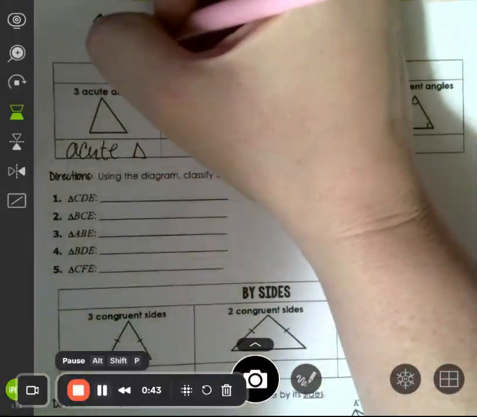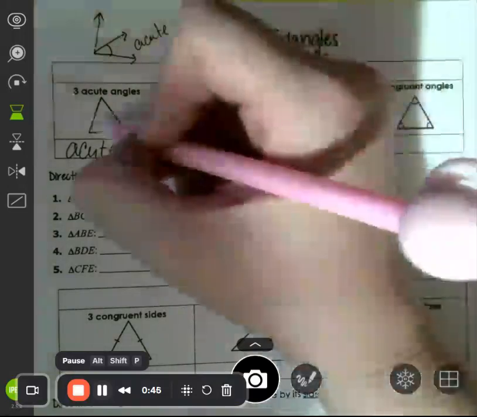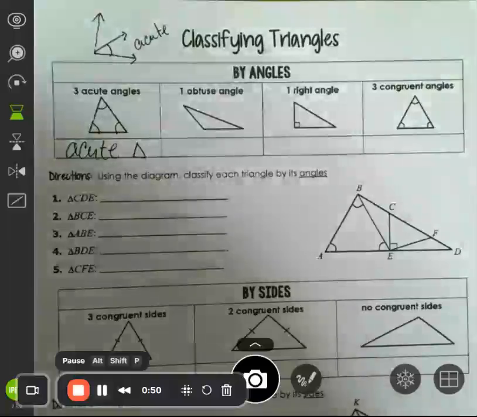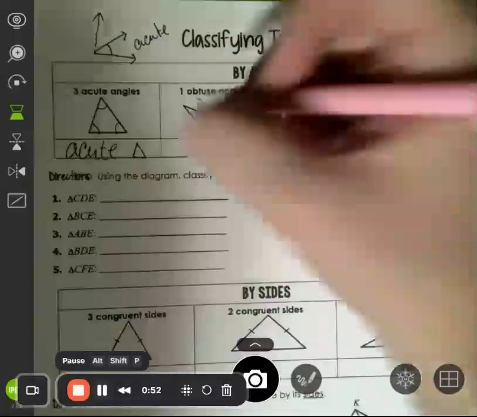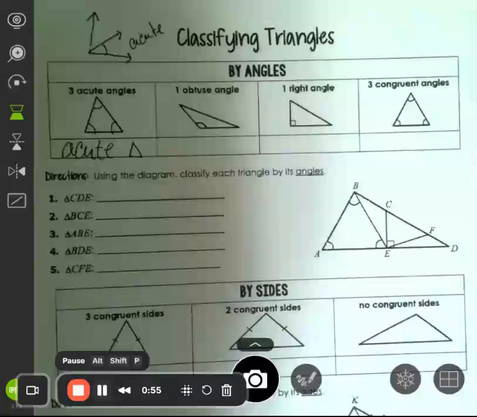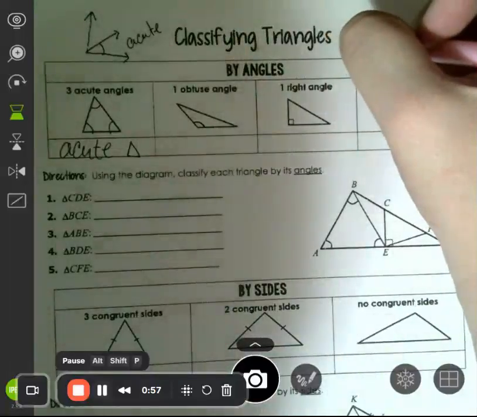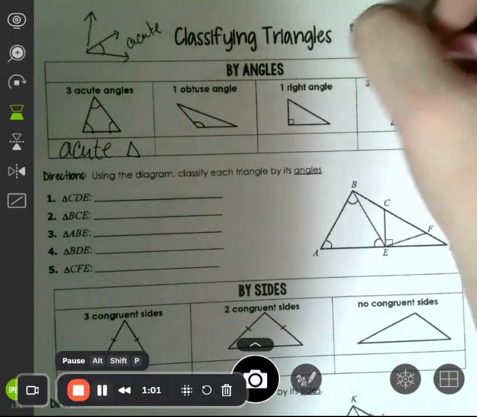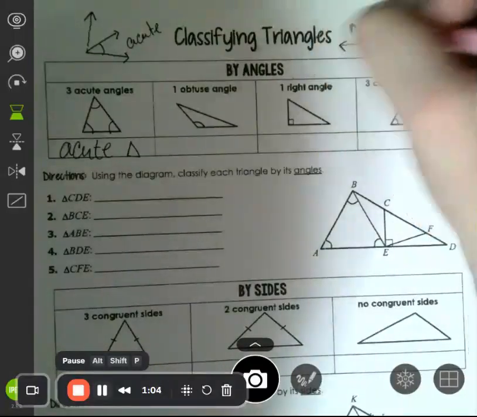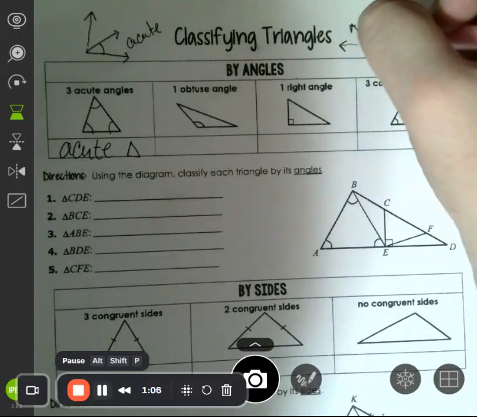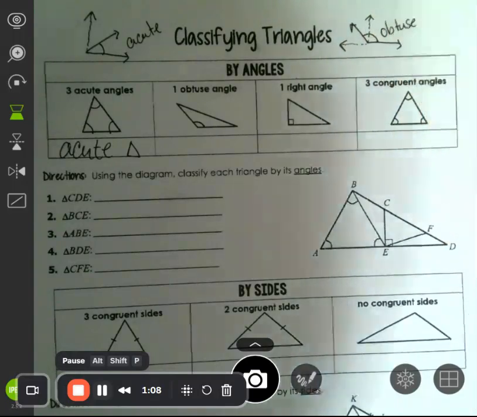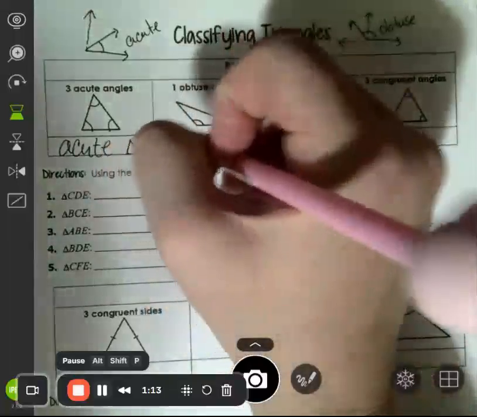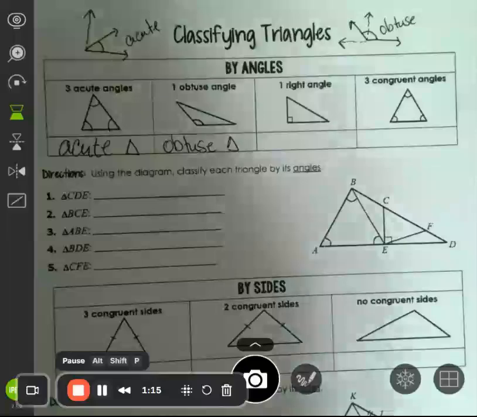So this is an acute angle. When you have a triangle that has three acute angles, we call it an acute triangle. When you have one obtuse angle, remember obtuse angles are angles that are greater than 90 but less than 180. Those are obtuse angles. So when we have a triangle that has one obtuse angle, we call it an obtuse triangle.